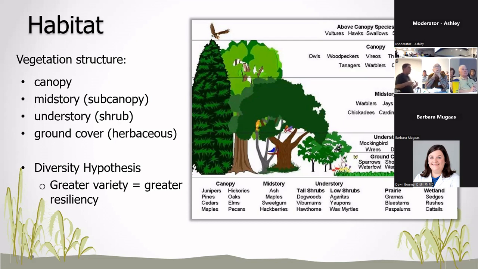So you really want to have a lot of different things in yours, just like people. The more different kinds of people we have, the better we all get along. So that's really important, having a lot of variety in your landscape.